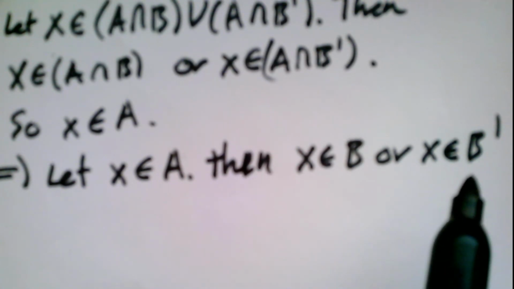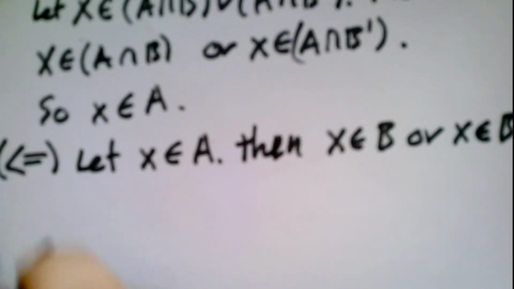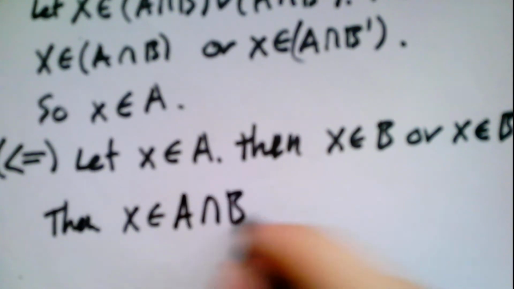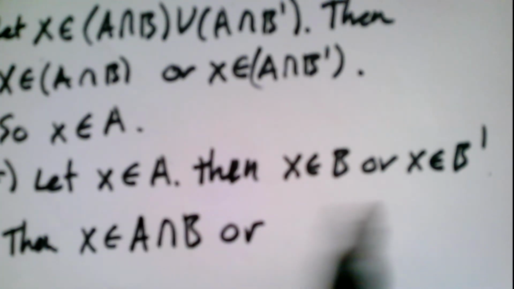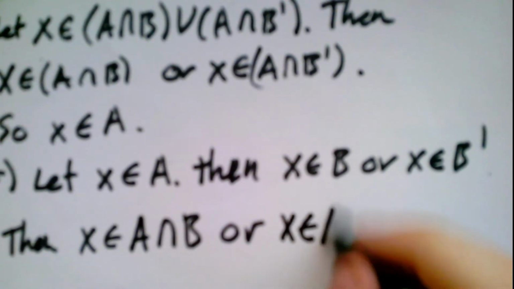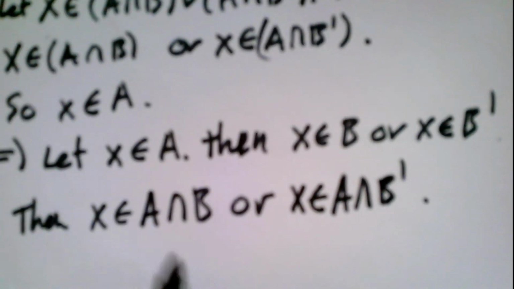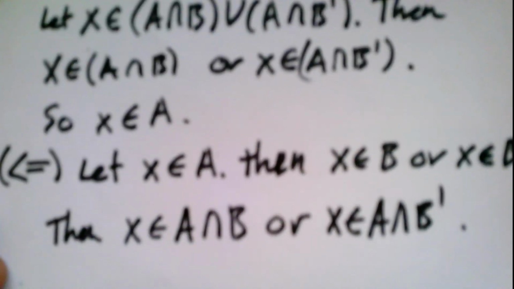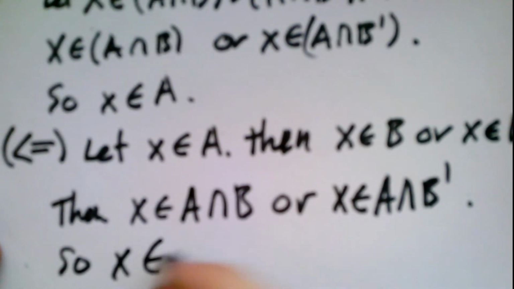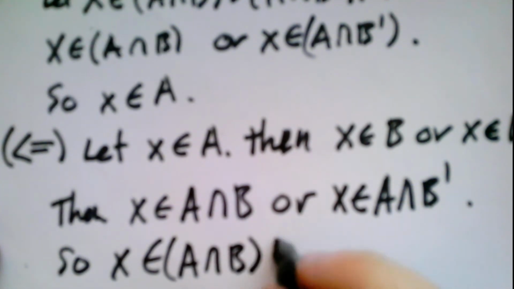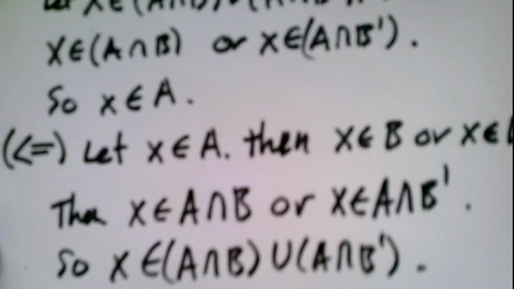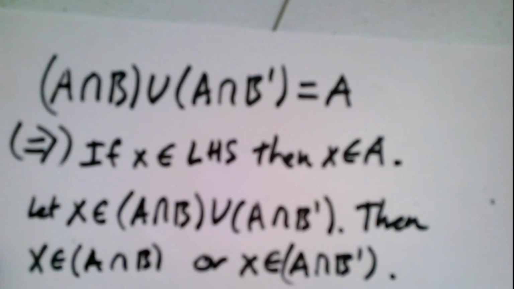Either X is in B or X is not in B. Well, what does that mean? If the first is true, then X exists in A and X exists in B, so X exists in the intersection. Or, let's say that X is not in B. Then X is in A and X is in B complement. So X exists in A intersect B complement. So X has to be in one of these. But if I'm in one of these, then I'm in the union, because the union is all of the things that are in at least one of the sets. So X exists in A intersect B union A intersect B complement. And that's the end of the reverse proof. So we proved that these two sets are in fact equal.